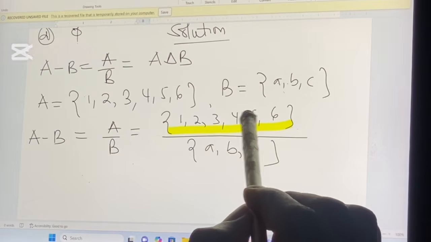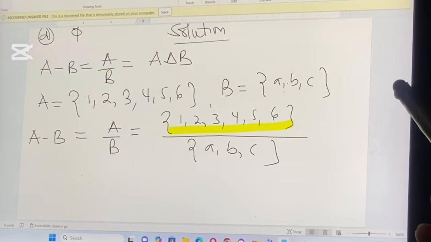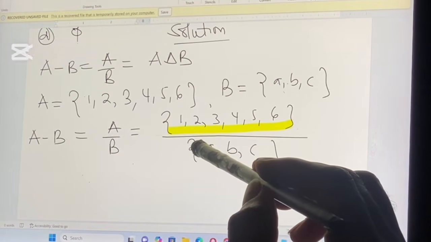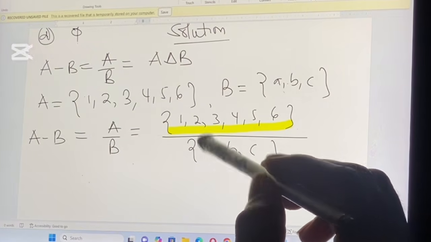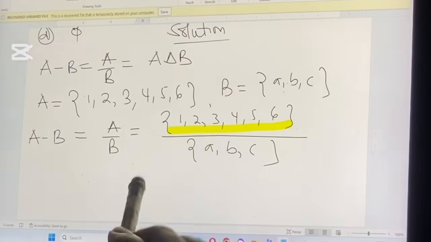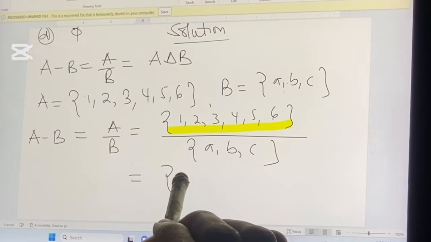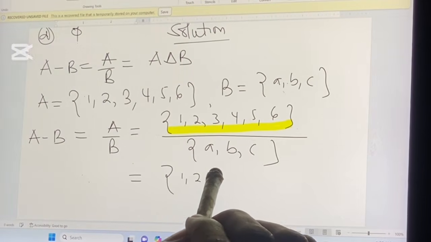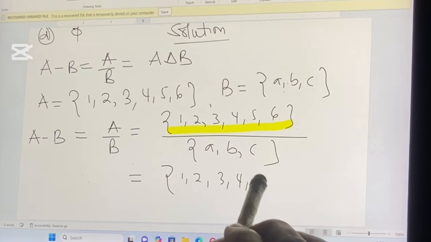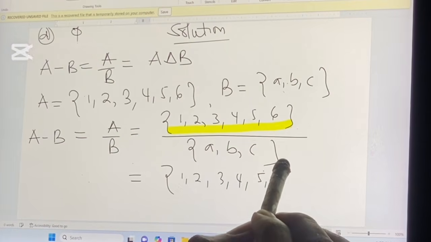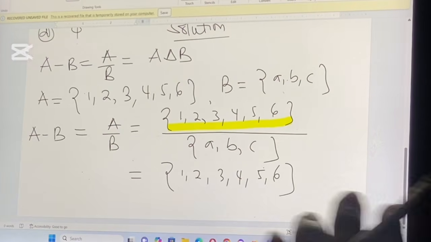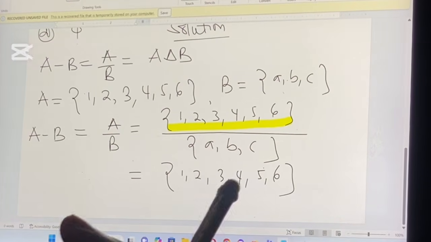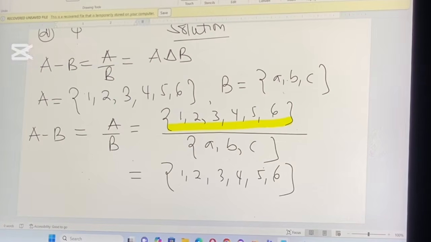Please take note. So class, if you look into this here, there's no cancellation. So nothing can cancel, no common element in A and B. So at this point here, the answer will be the set at the top also. That is 1, 2, 3, 4, 5, 6. Please take note. So in case you are confused here on how to understand this, let me just explain using a different question also in terms of difference of two sets.